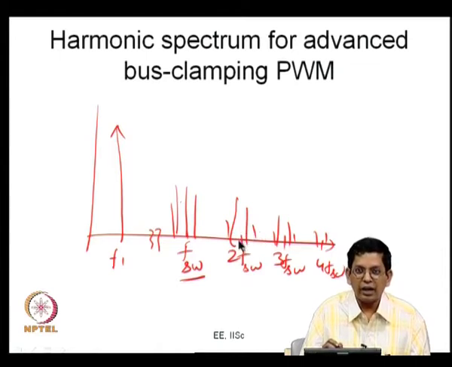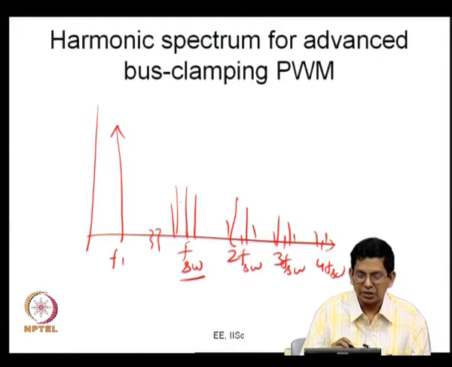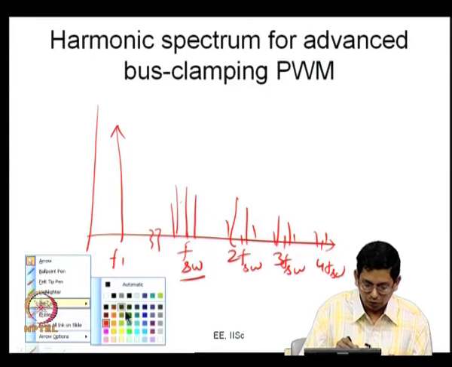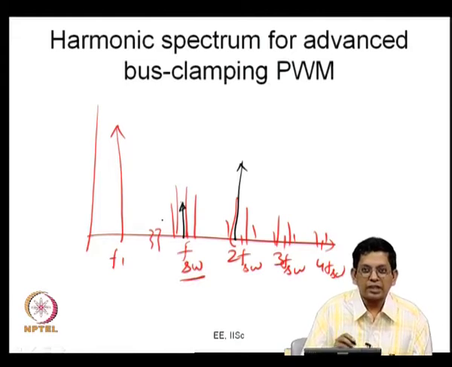If you take a high modulation index, what you will find is advanced bus clamping PWM will be better. I will tell you how. I have shown a case where the first sideband is a little more than the second sideband. What happens at very high modulation indices is the second sideband becomes more dominant than the first sideband. So, let me draw something in a different color. For example, you may have the second sideband like this, but the first sideband may be like this. So, the second sideband is dominant.